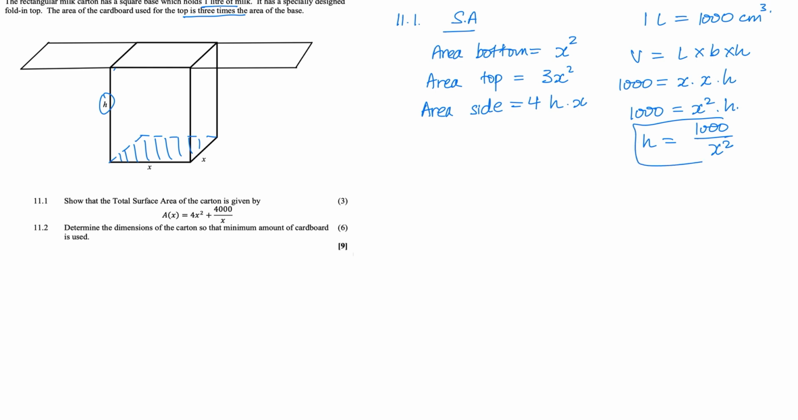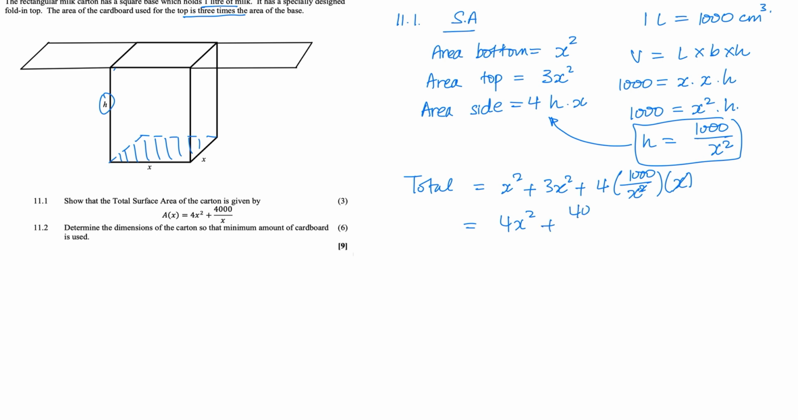I can then take this and substitute it here. So the total area is going to equal x² plus 3x² plus 4, and then h is 1,000 over x², and then multiplied by x. So this is going to give me 4x². Then the x will cancel there, and I'm going to have 4,000 over x. And that's the same answer as what they wanted.